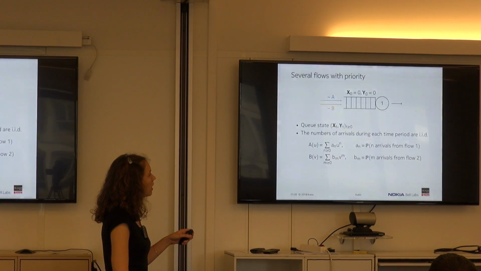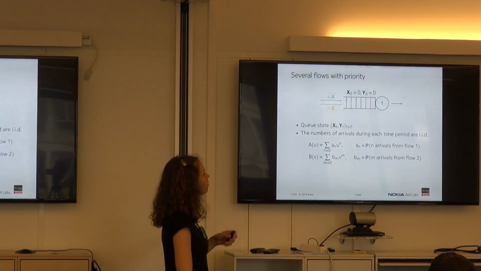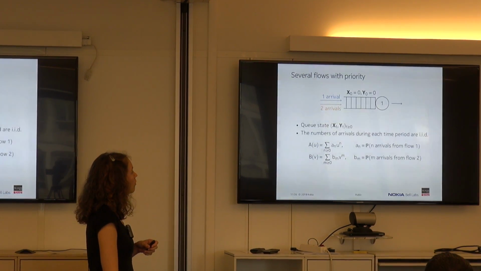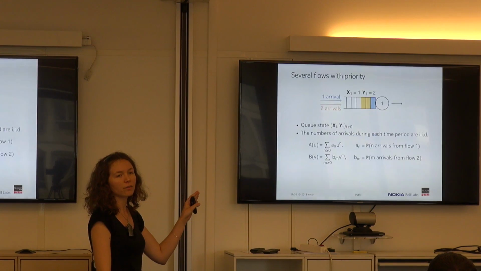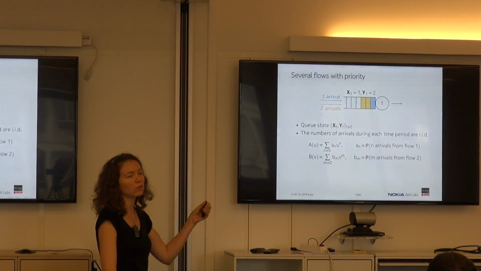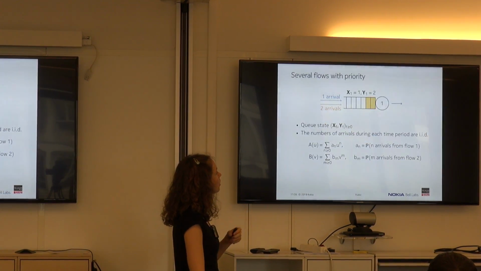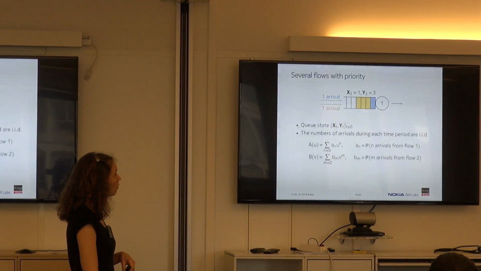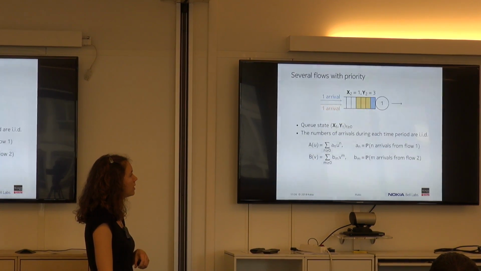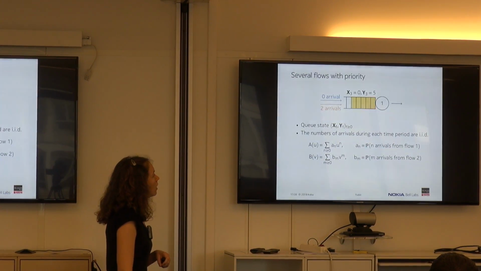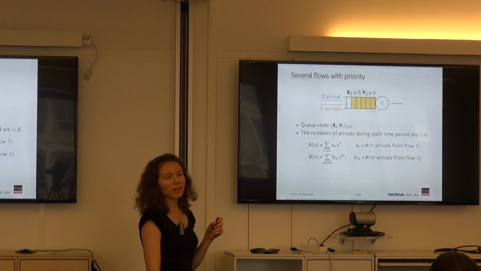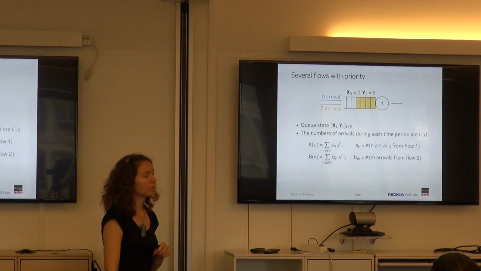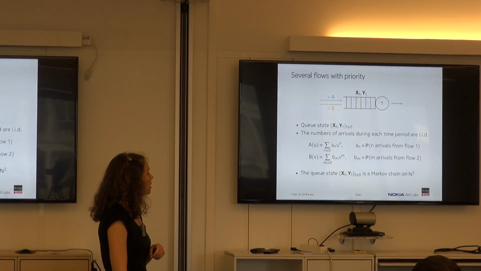Just an example to see how it works. Initially, we have X equals Y equals 0. If we have one arrival of flow 1 and 2 from flow 2, then we put the arrivals of flow 1 at the head of the queue because they have priority. So we process 1 packet from flow 1. Then if we have 1 arrival for each flow, we'll have 1 and 3 customers respectively, and so on. And now if we don't have any packets from flow 1, then we'll process a packet from flow 2. Okay, so that was for the description.